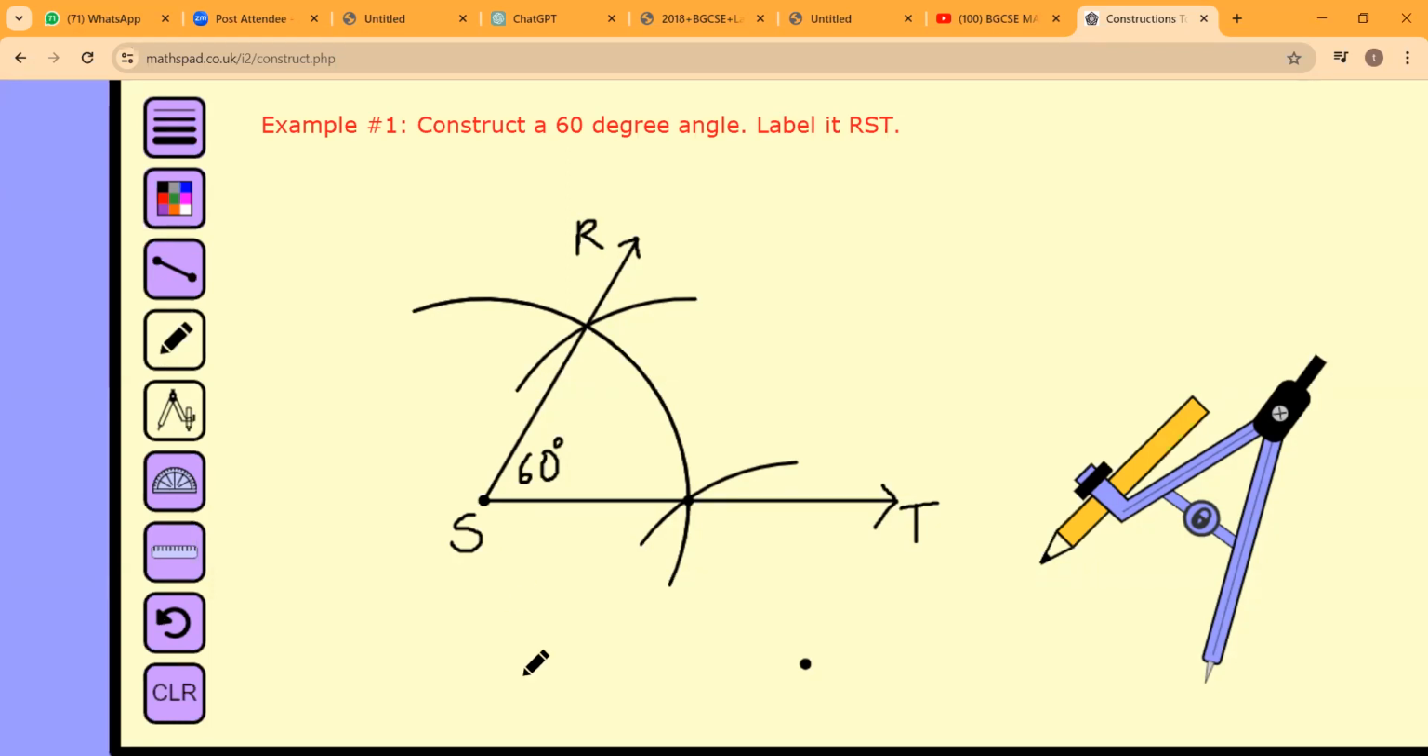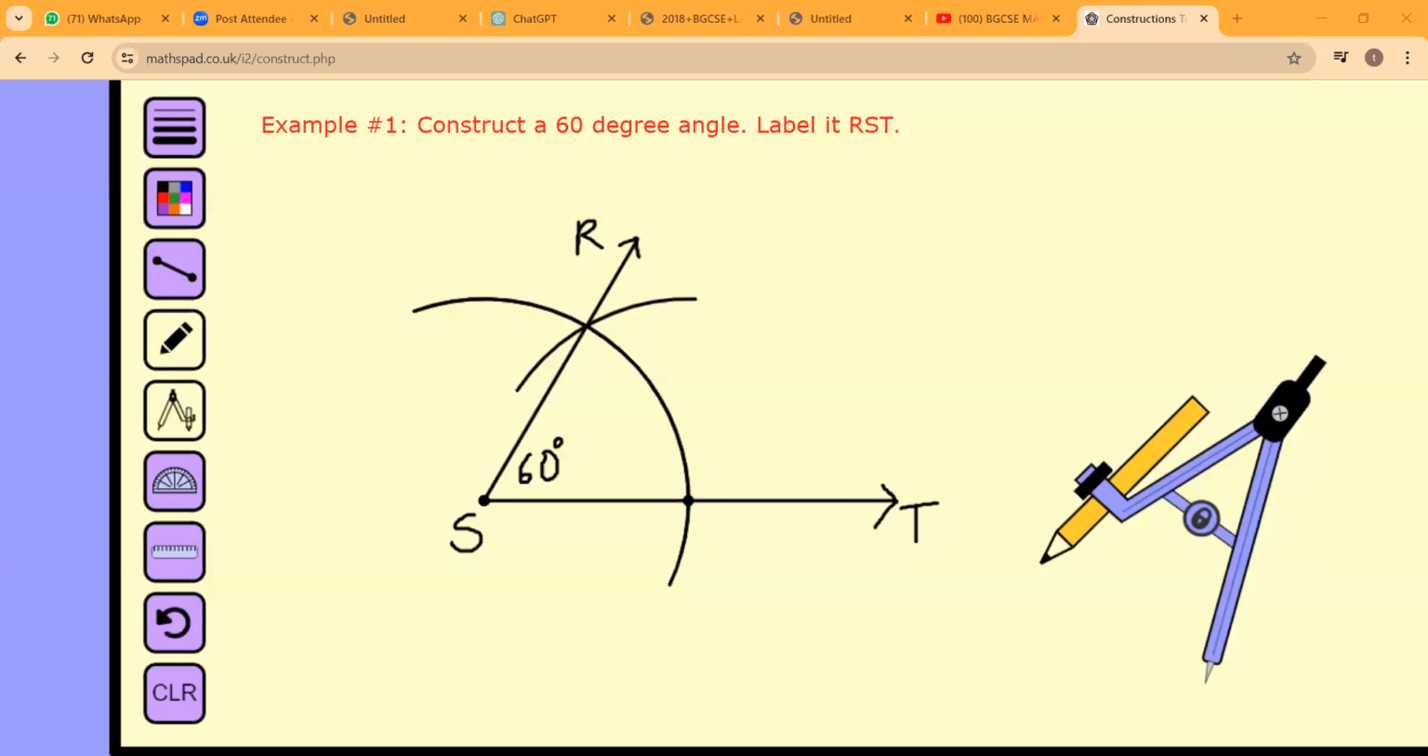Okay, so I need several persons to walk me through the steps. I'm going to start with Prashan. Not Prashan, because I think Prashan you're still writing, right? Samantha, walk me through constructing a 60 degree angle using a compass and a ruler.